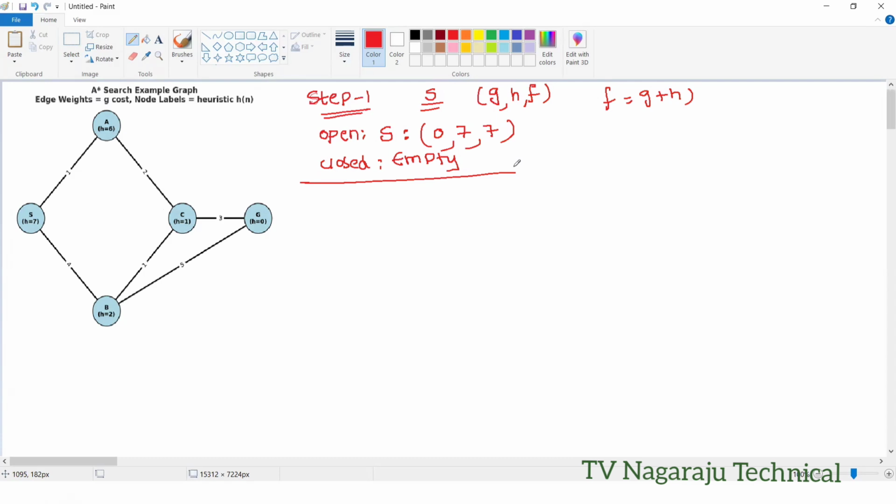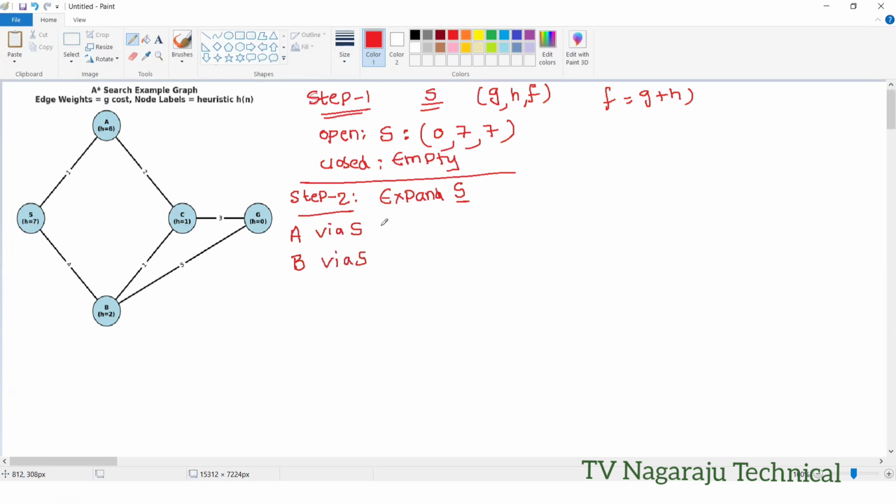Now the open consists of only one node. So simply our step is expand that node S. Now what are the branches of S? S to A and S to B. So the branches are, one is A, another one is B.